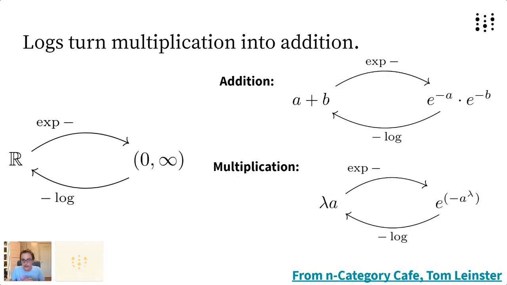And in particular, what this does is it takes addition in the real numbers, for what basically you can think of as floats, positive and negative numbers, and turns that into multiplication in the positive only numbers. So that's in the top right corner of this slide. A plus b is turned into e to the minus a times e to the minus b. So where before we would have added two numbers, now we multiply those two numbers together.